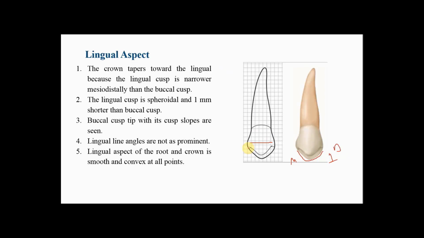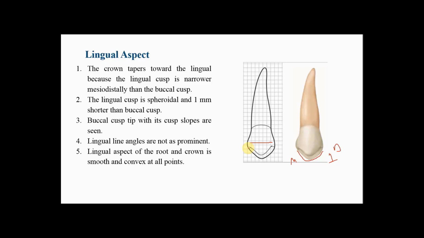Regarding the lingual aspect, the main features, of course, are the outlines: the cervical, mesial, and distal outlines are the reverse of those seen from the buccal aspect. The main feature is that the crown tapers toward the lingual. So the crown shows lingual convergence. It's narrower lingually than it is buccally. Regarding mesiodistal dimension, the lingual cusp is narrower mesiodistally, as you can notice here, compared with the buccal cusp. Why? Because the lingual cusp developed from a single lobe, not like the buccal cusp, which developed from three lobes.